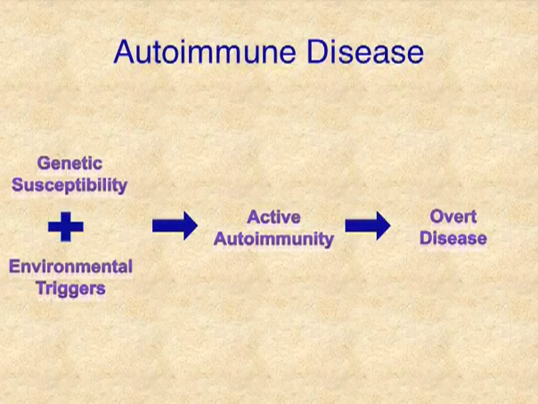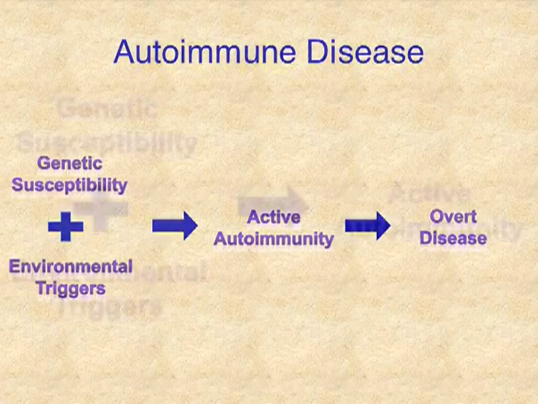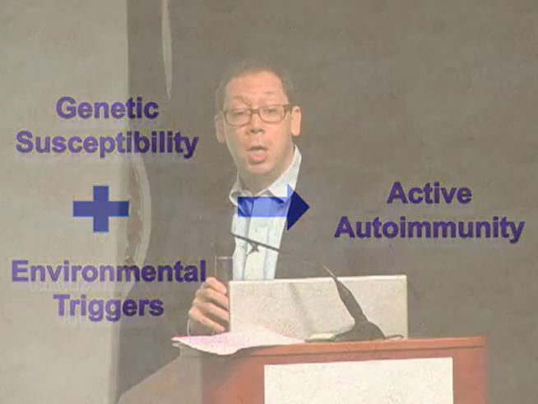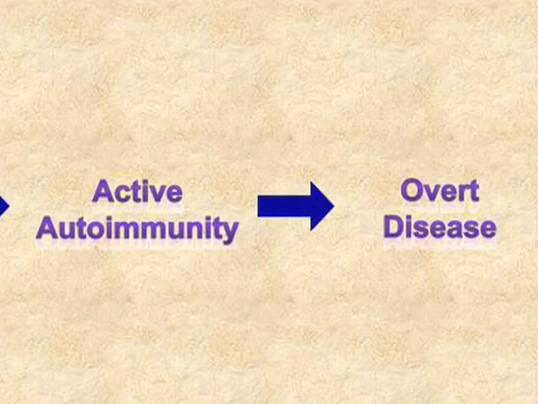So the rule used to be, and the way we used to think about things, is you've got genetic susceptibility, all right? That is, you have a tendency toward expressing these genes. There's some environmental trigger that occurs. There's an activation of the immune system that occurs as a result of the interaction of these two things. And then ultimately, there's the occurrence of overt disease.